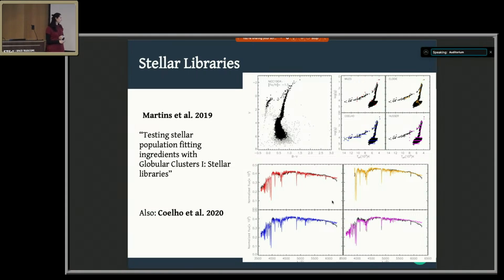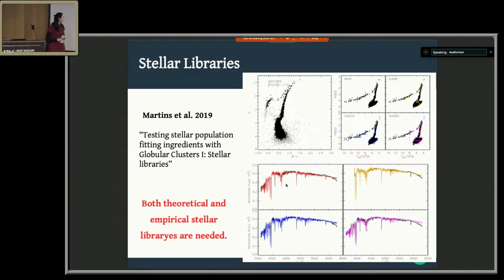This was also done in a different way by Paula Coelho in 2020. So these two papers actually test what we have so far, and we are on the good track. We are on the right path. So both these kinds of libraries are still needed. We cannot choose one of them. If you want individual signatures, individual features, you have to go to the empirical libraries. But if you want to go to very different chemical patterns than the ones we find in our neighborhood, then you have to go to the theoretical libraries. So we need to improve both.